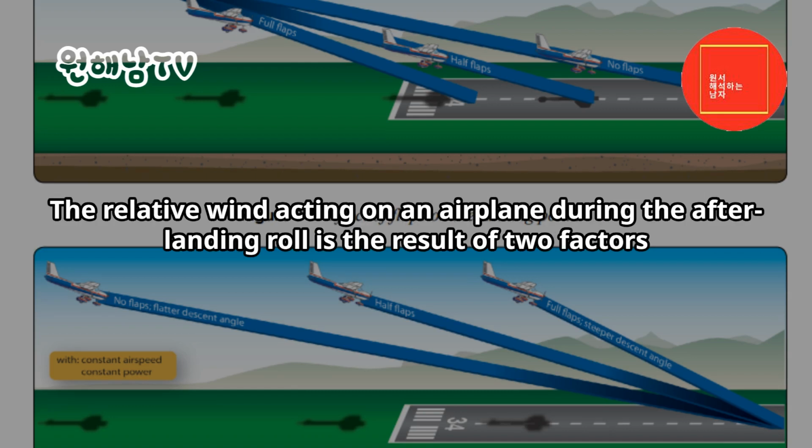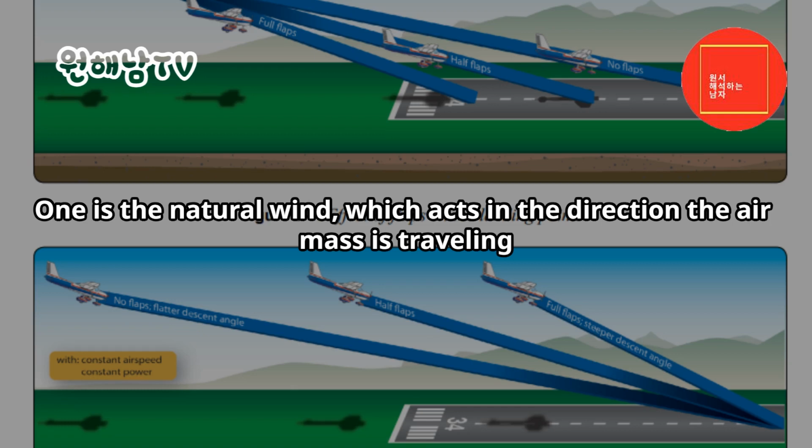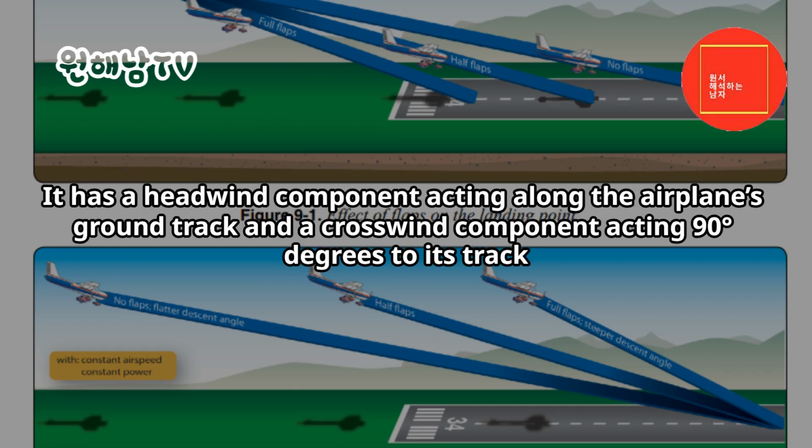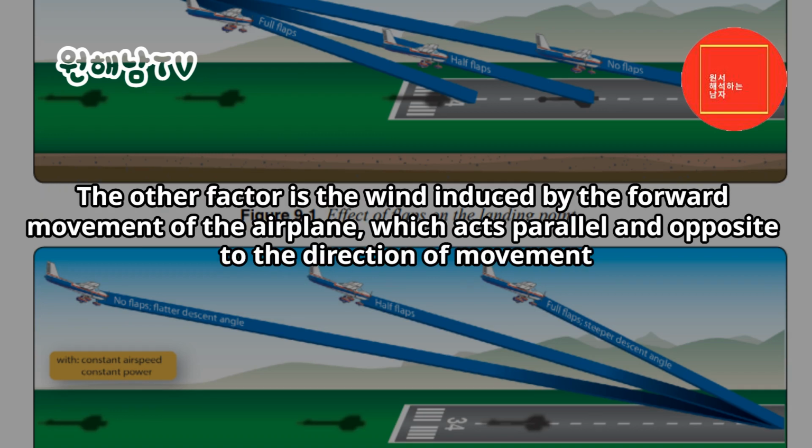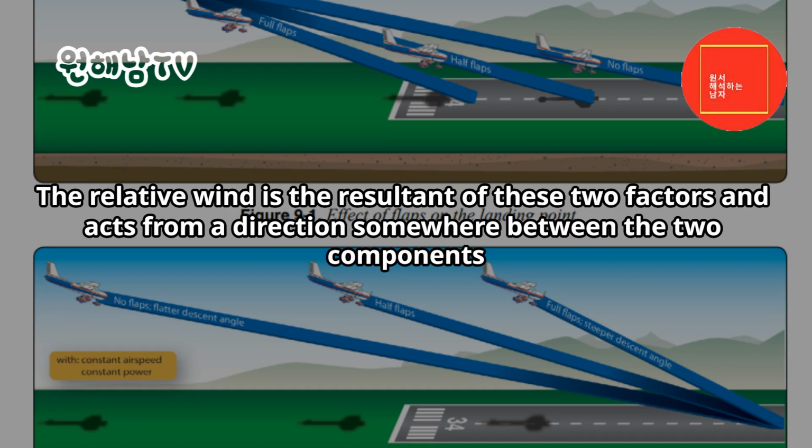The relative wind acting on an airplane during the after landing roll is the result of two factors. One is the natural wind, which acts in the direction the air mass is traveling. It has a headwind component acting along the airplane's ground track and a crosswind component acting 90 degrees to its track. The other factor is the wind induced by the forward movement of the airplane, which acts parallel and opposite to the direction of movement. The relative wind is the resultant of these two factors and acts from a direction somewhere between the two components.